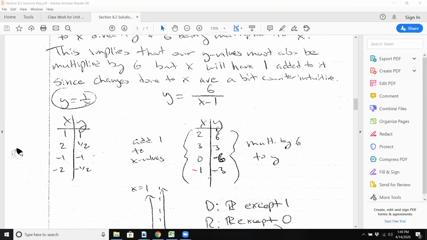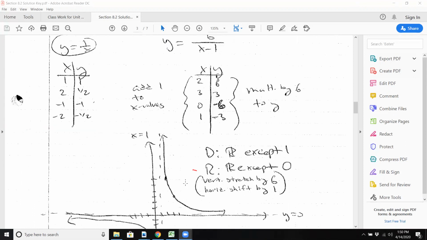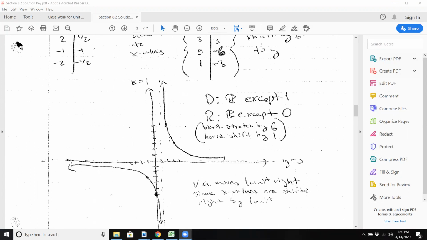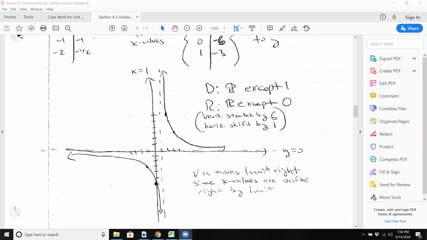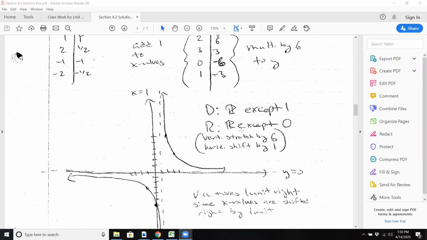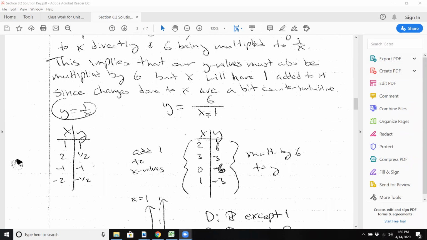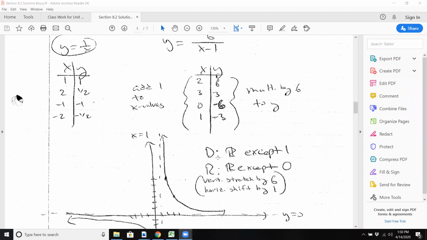So then you just plug into the original equation, get your values, and remember the vertical asymptote was x equals 1, and the horizontal was y equals 0 because you don't have a k value. And there you go. There's your graph. So it should be pretty easy to do. Domain's all real except 1 because you can't plug in 1 and have that work. Range is all real except 0 because remember your k value is 0.